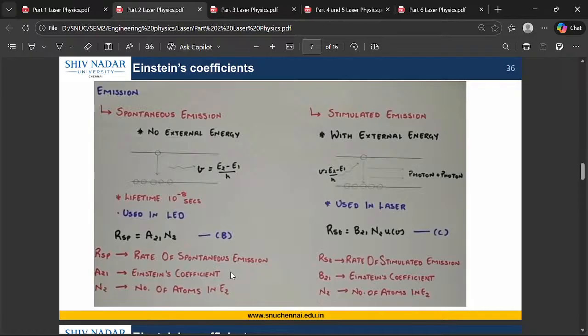That photon will have a frequency equal to E2 minus E1 divided by h. As we know, the energy difference between E2 and E1 is the energy of the photon, so the frequency is essentially E2 minus E1 divided by h. It directly comes from E2 to E1. When the electron goes from the ground state to the excited state and comes back to its ground state, the lifetime of that is just 10 to the power.